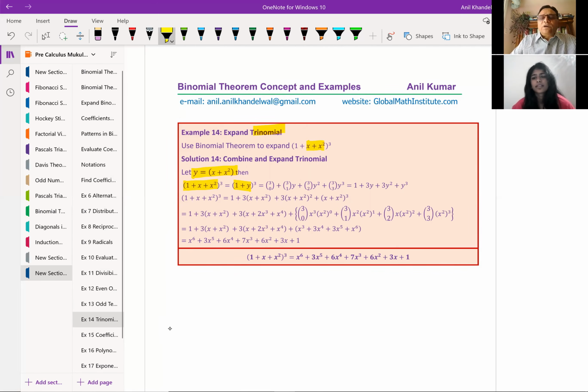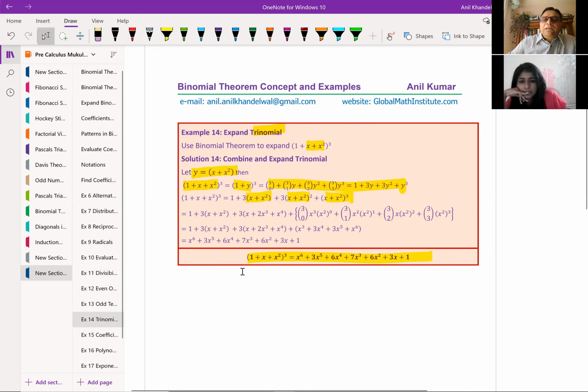For power 3, it is 1, 3, 3, 1, correct? So you straight away write down 1, 3, 3, 1 and expand. Once you do that, you get the terms with y. You have to write y as x plus x squared and redo this work a second time, correct? Whenever you have a trinomial, you have to do this multiplication twice. Then simplify and get your answer. So that is our answer for this particular expansion, correct?